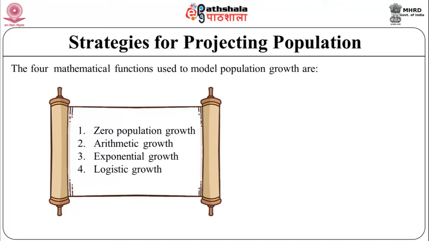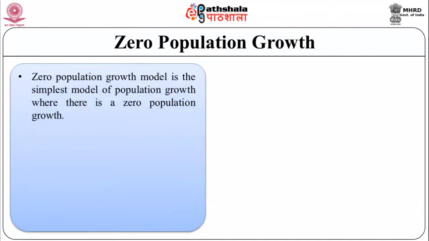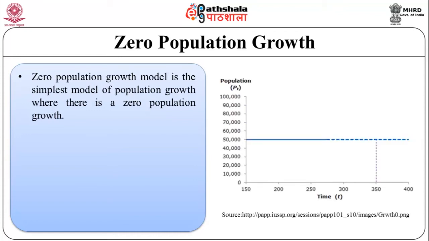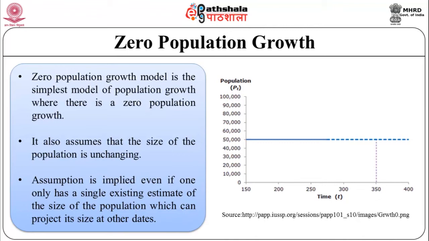Now let us see each of these population growth models in detail. Firstly, we will discuss zero population growth. Now, the zero population growth model is the simplest model of population growth where there is zero population growth. It also assumes that the size of the population is unchanging. This assumption is implied even if one only has a single existing estimate of the size of the population, which can project its size at other dates. This figure demonstrates the zero population growth model.